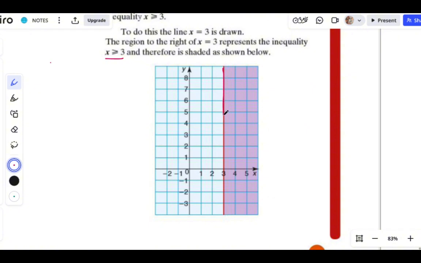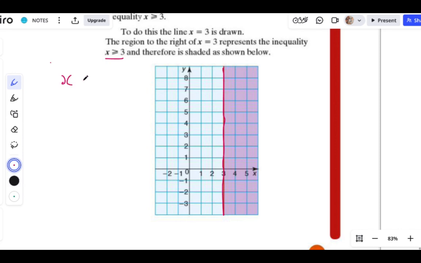Greater than or equal to, you're going to draw a solid line on 3, on 3 on the x-axis. You draw it across 3. If they say y is greater than or equal to 3, we would have drawn the line like this on the y-axis. So since they say x is greater than or equal to 3, I'm going to draw a solid line.